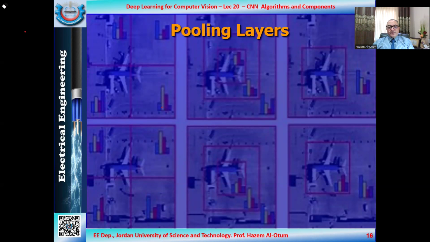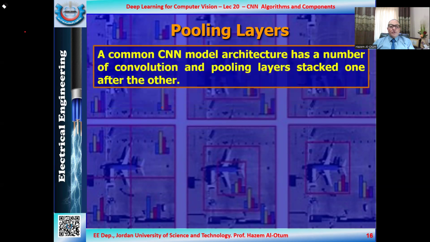Let's go now to the pooling layers. In the pooling layers, the main idea behind the pooling is to reduce the size of the output, usually the feature map. Usually in CNNs, you will find that the convolution layers are stacked layer by layer with the pooling layer, one after the other. So you get a convolution layer followed by a pooling layer, and sometimes followed by other layers like ReLU or activation functions.